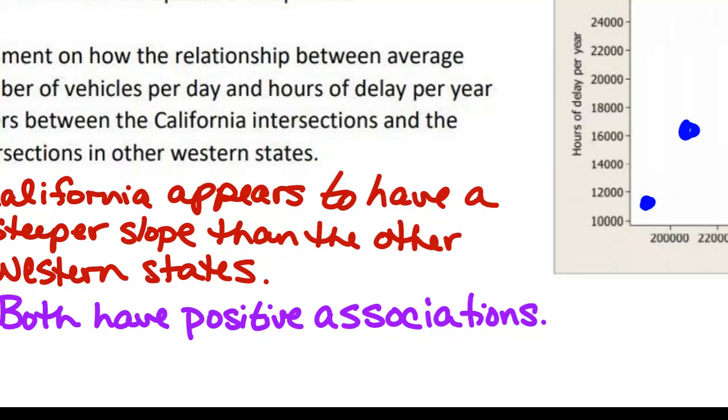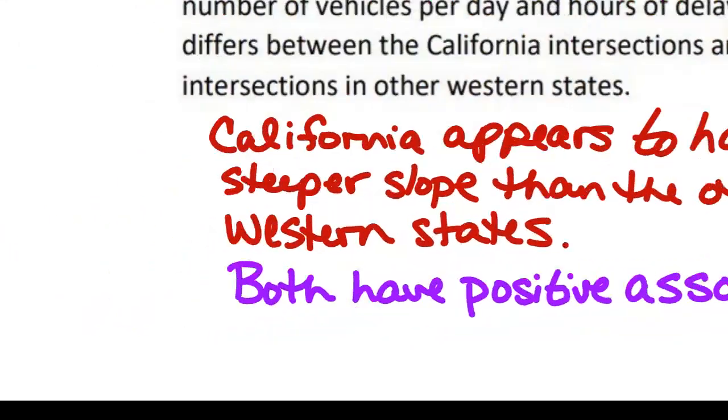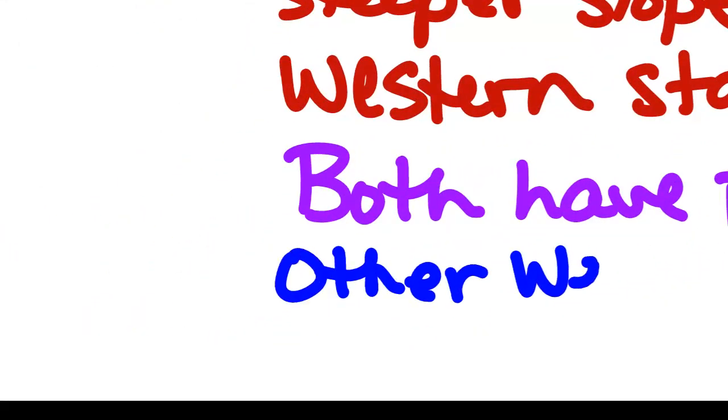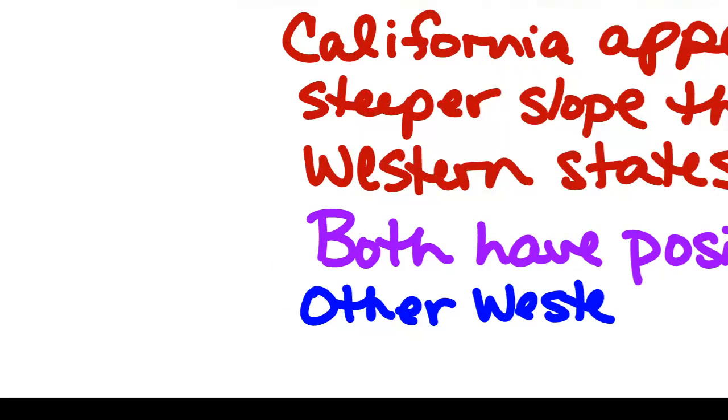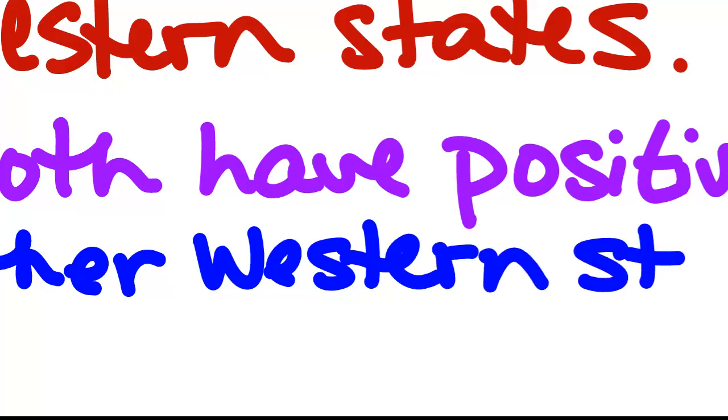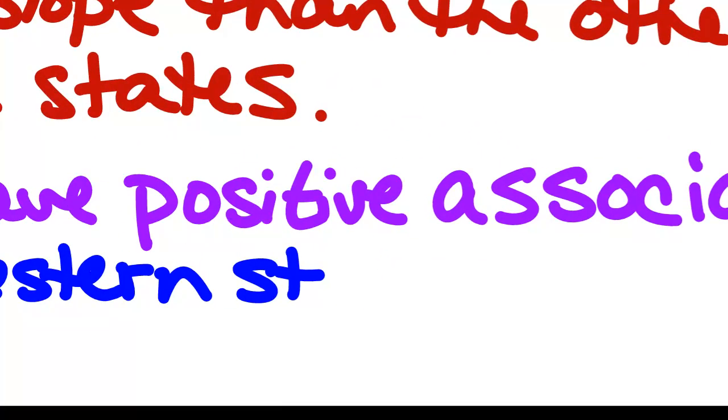What did you say? We could talk about the y-intercept. Which one appears to have a higher y-intercept? Other states. So the other Western states would have a larger y-intercept. Yep.